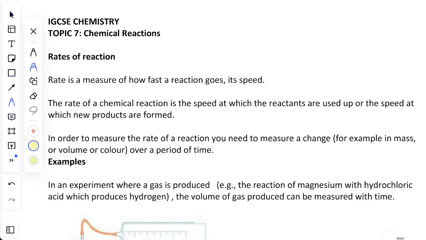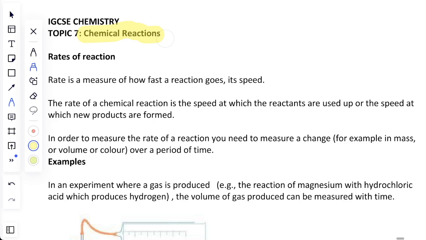In today's video, guys, we are going to be having a look at chemical reactions, which is topic 7 of the IGCSE chemistry syllabus. So in this chapter we talk about chemical reactions, the different types of chemical reactions, the rates of the reactions, how we can increase a certain type of chemical reaction, and the different factors that affect a certain type of chemical reaction.